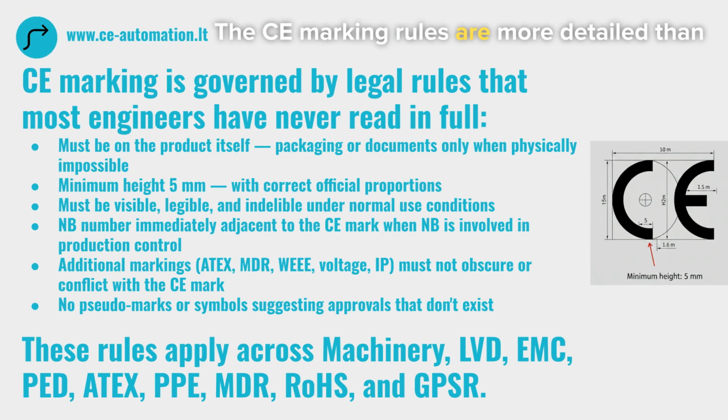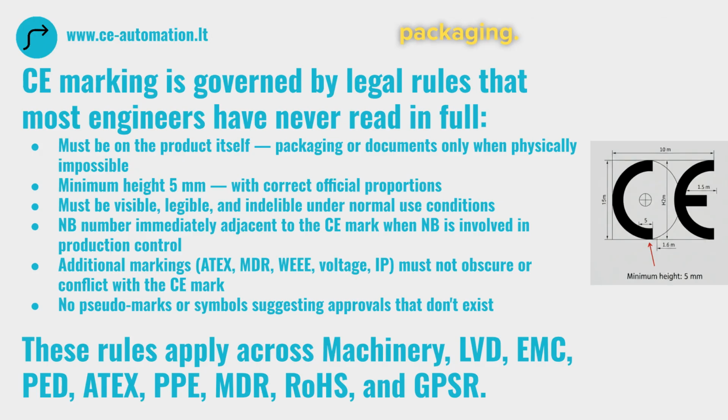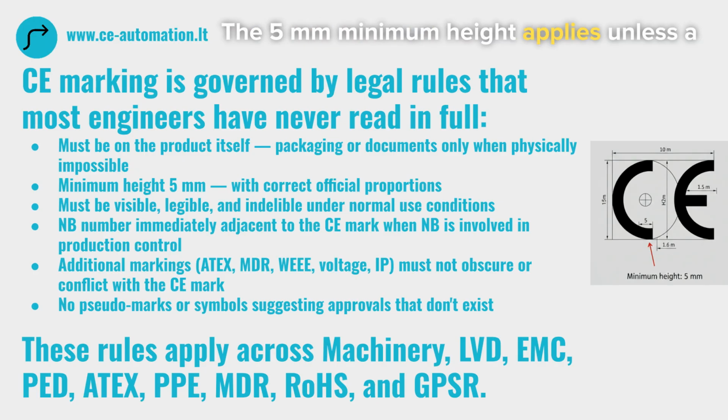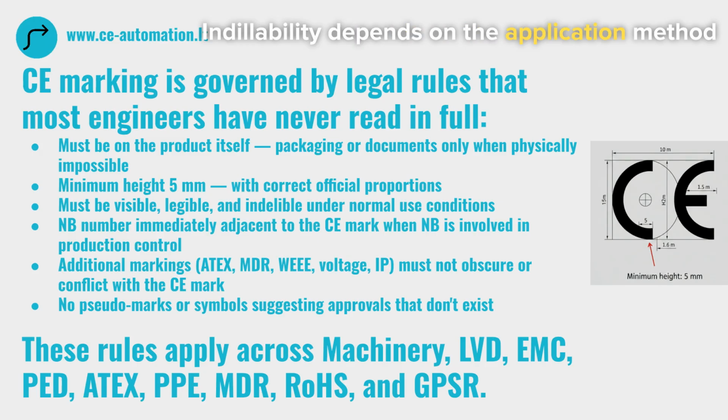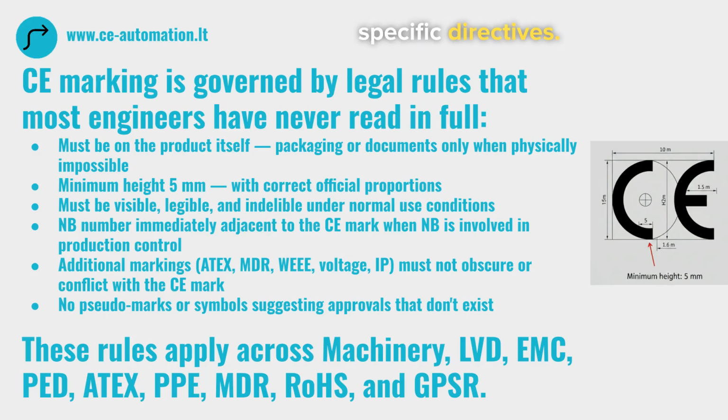The CE marking rules are more detailed than most teams realize. The mark must go on the product, not just the packaging, unless physical placement is genuinely impossible, and that exception requires documented justification. The 5mm minimum height applies unless a specific exception exists. The proportions must follow the official CE symbol. A scaled-down or stretched version is non-compliant. Indelibility depends on the application method and the product's operating environment. And for regulated products under specific directives, additional mandatory symbols must accompany the CE mark without obscuring it. CE Step 8 checks every one of these requirements systematically.